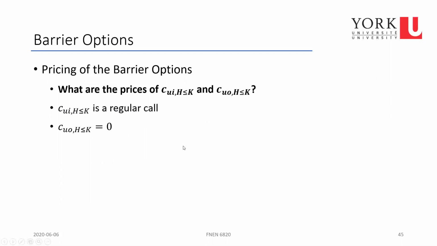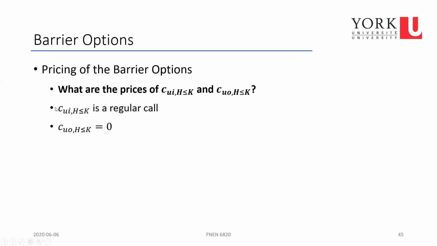Because let's say during the life of the option, it broke through this barrier. Okay, fine. Once it broke through that barrier, it becomes a regular call. Let's say it never broke through this barrier during the life. Well, then the value will be 0. But then for a regular call, if the stock price at maturity is not greater than this K, it will also have a value of 0.